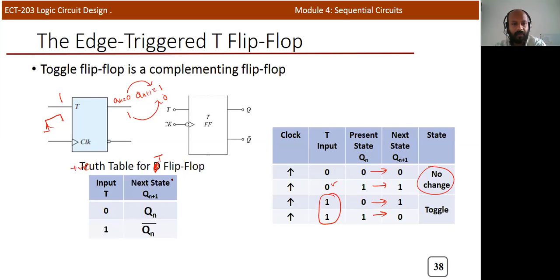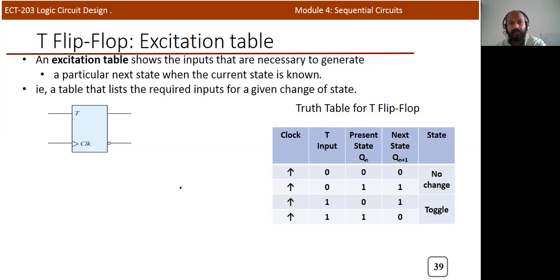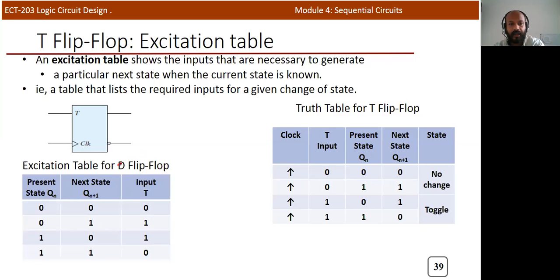So this is a truth table. If T is equal to 0, Qn plus 1 is exactly Qn, and when T is equal to 1, the next state is Qn bar. Now we can write the excitation table of the T flip-flop. So these are the different possibilities. That is a truth table, and now we need to write the excitation table of T.